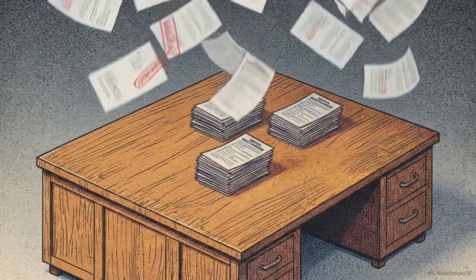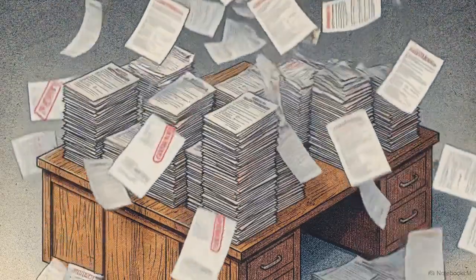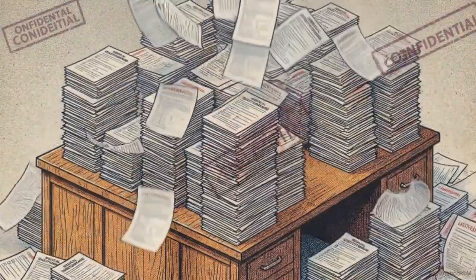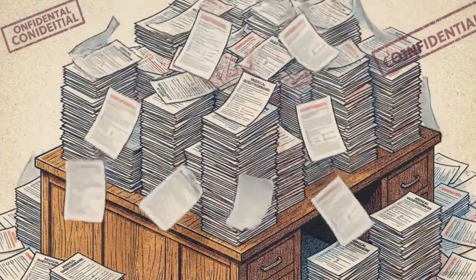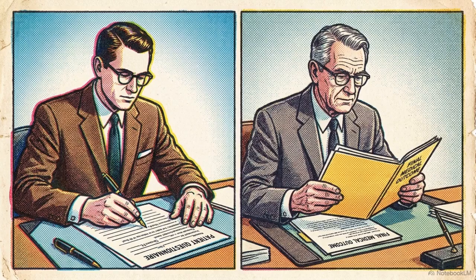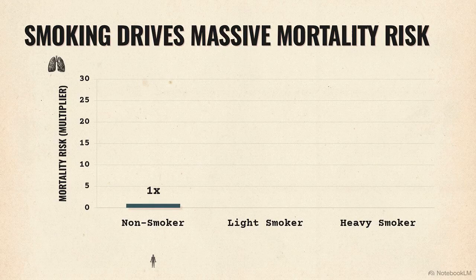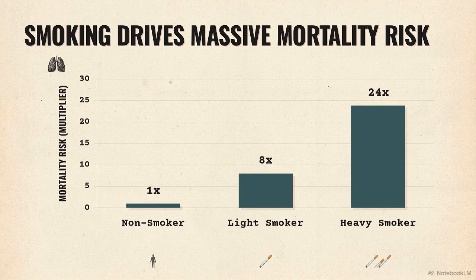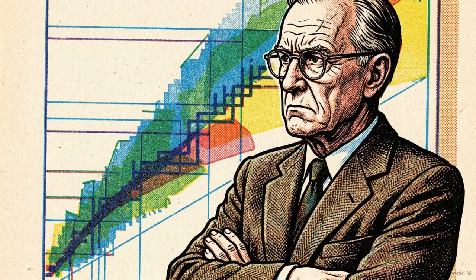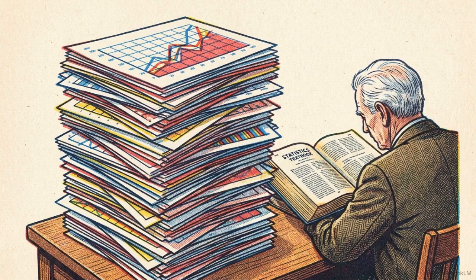Doll and Hill escalated. They launched a massive prospective study, sending questionnaires to 60,000 British doctors to record their habits, then following them forward in time to see who actually developed cancer. The new data revealed a clear dose-response effect. Heavy smokers were dying from lung cancer 24 times more often than non-smokers. The more they smoked, the more the mortality rate climbed. Even with this overwhelming evidence, statistical purists refused to concede. It proved that data alone couldn't overcome a deeply entrenched scientific dogma.